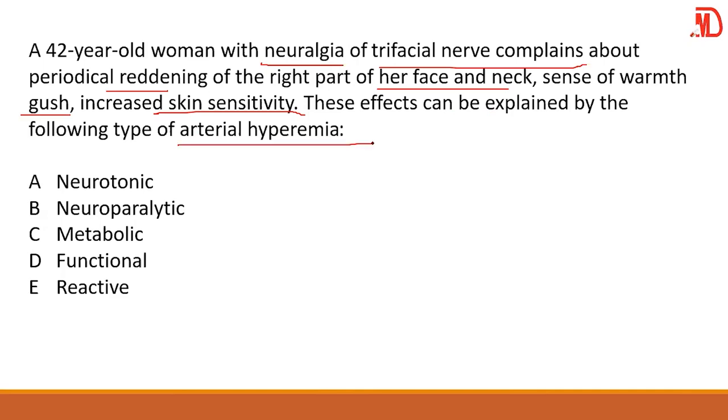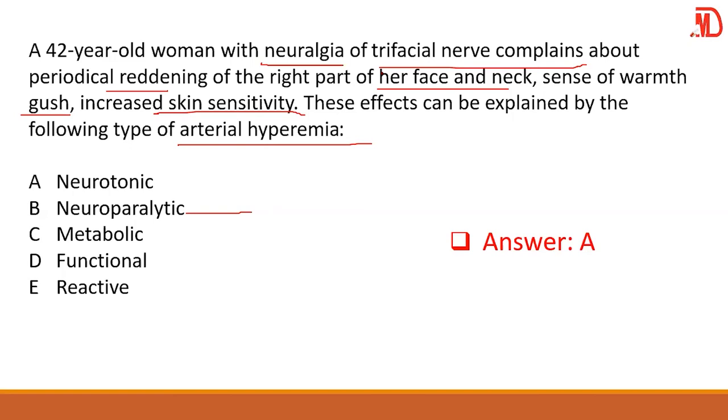Now, when we talk about arterial hyperemia, you know of neurotonic, and you know of paralytic. And we said in paralytic, what happens? There's a removal of the parasympathetic nervous system, right? On top of the neurotonic, we're dealing with activation of the parasympathetic nervous system. Obviously, this is not neuroparalytic, but rather neurotonic. So don't forget, there is a neuralgia, that's pain of the trifacial nerve. So this can lead to parasympathetic activation. So here we are thinking of A. All right.